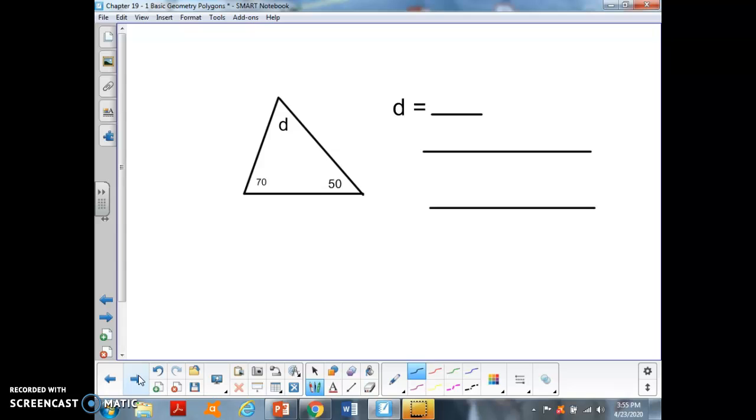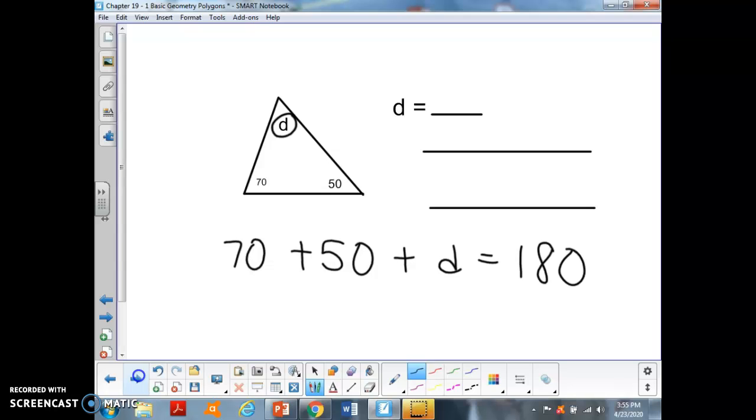All right, now on your sheet, you're going to name three things. It's going to look like this. All your problems will look identical to this. Okay, so first of all, we've got to figure out what D is. That's our variable. Well, we know that all three numbers, when added up, have to equal 180. All triangles equal to 180.